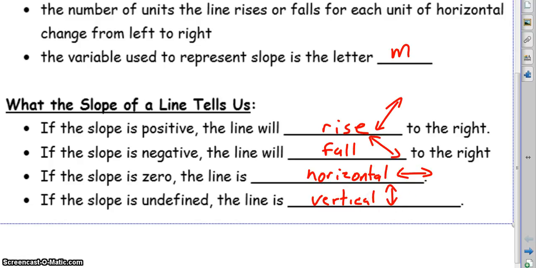And you may remember from earlier this year, undefined only happens when 0 is under the line. So if 0 is under the line, it's undefined.